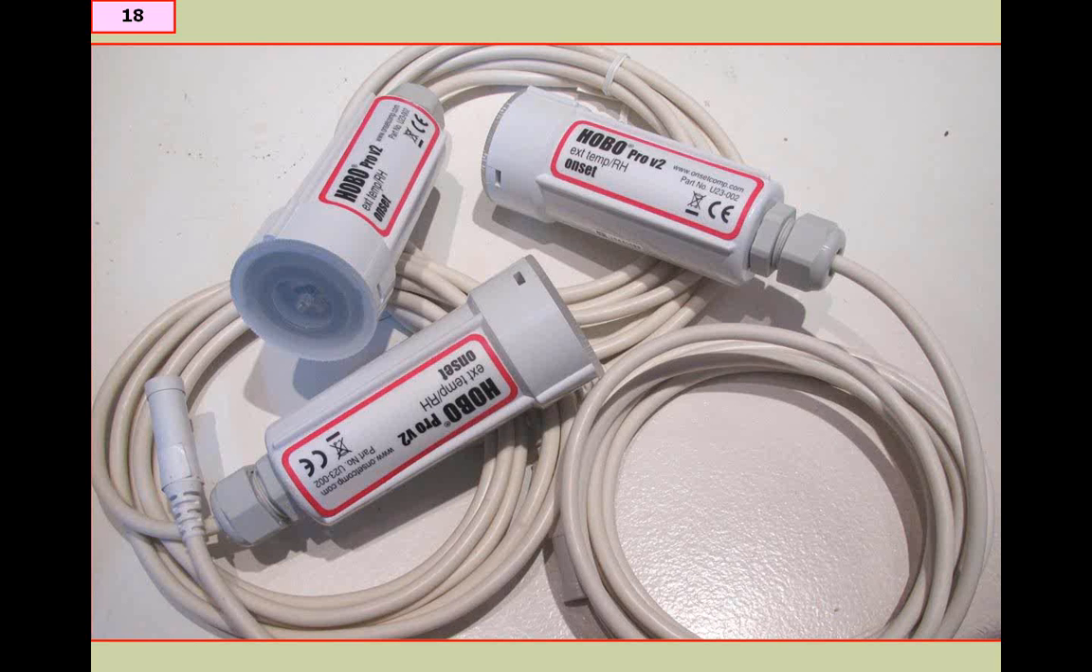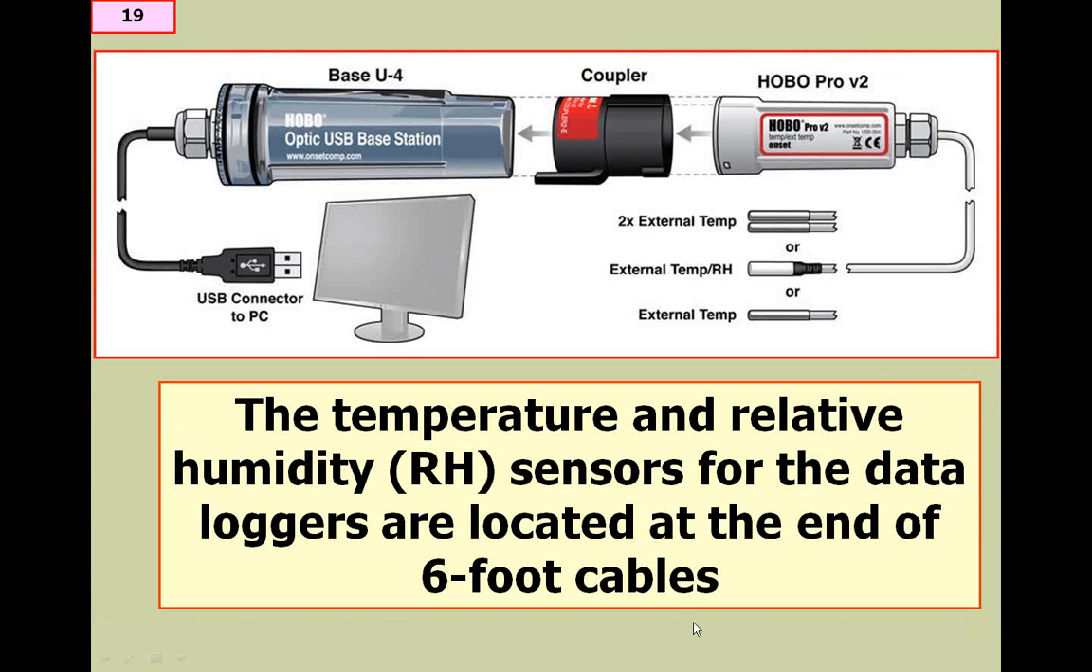The brains of the operation is in the main body labeled the HOBO Pro V2, but they have a 6-foot cable that leads to the sensor. And the sensor then, as we will discuss, can be inserted in a different location from the body of the device, which is very handy for a forensic guy like me trying to investigate out-of-the-way locations.